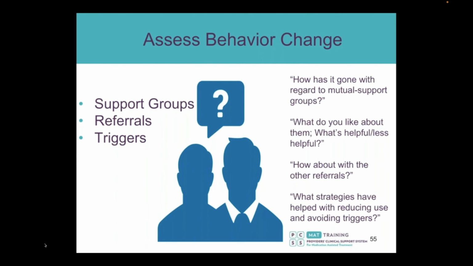Ask them, what do they like about the group? What's helpful? How about the other referrals? If they didn't go, how come they didn't go? Is that not a good match? Can we set you up with a different referral? But also, and I would say perhaps most importantly, what strategies have helped with reducing use and avoiding triggers or coping with them differently? Each session should have some discussion. What are the triggers? What are the cravings and urges? And what are you doing in a productive way to respond to them?